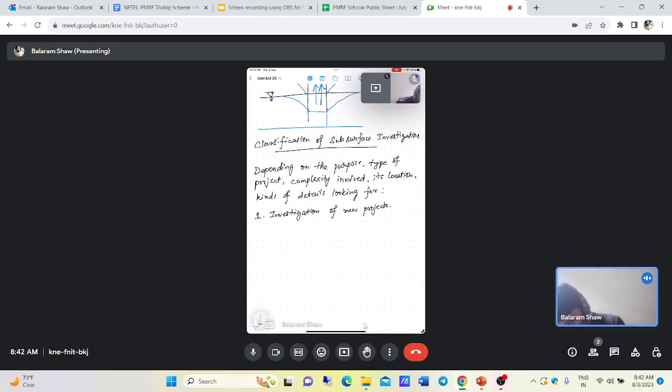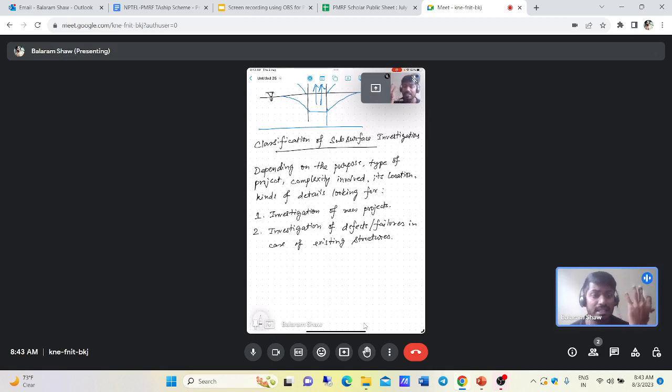Similarly, we go for the investigation of defects or failures in case of existing structures, right? Let us say we have an existing structure and we are going to do some renovation on it. We have to understand whether there are any defects or any failure that has happened in the past for this existing structure. Likewise, if we want to create dams on a new site, we investigate whether any failure or natural hazard has happened in the past, so that we can have the knowledge. This will come in the preliminary investigation.